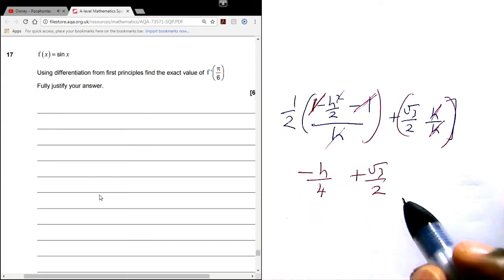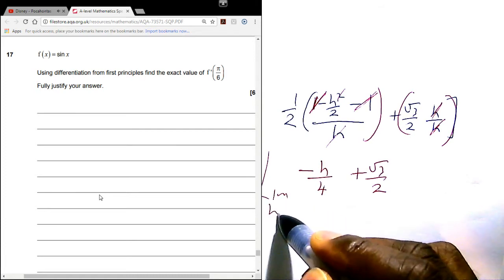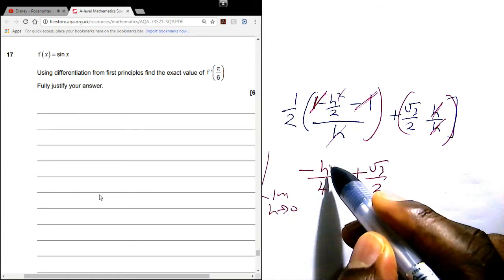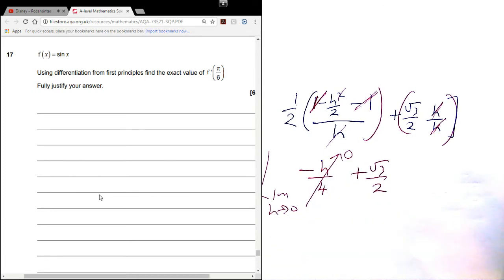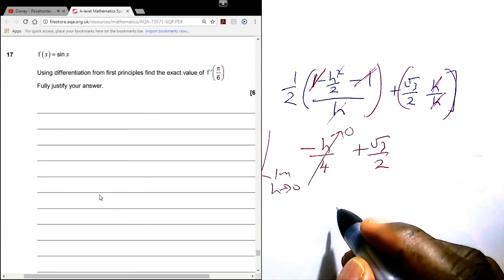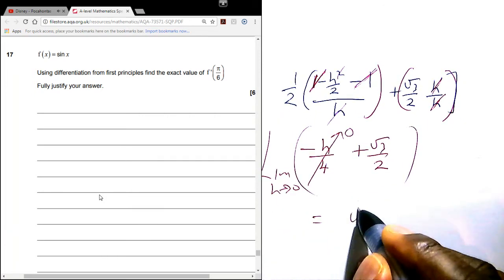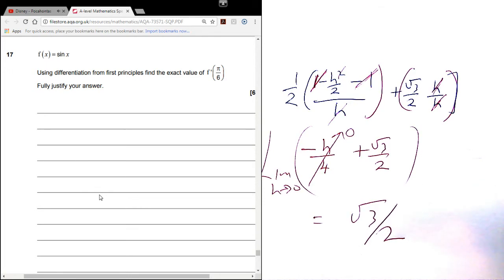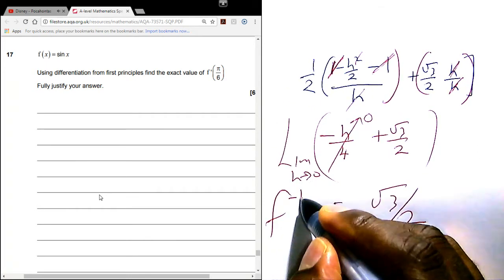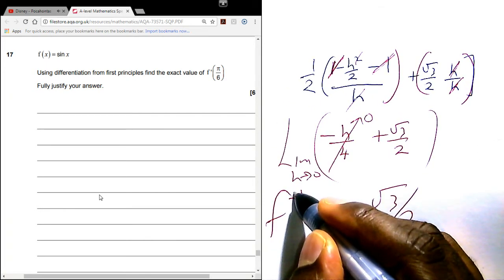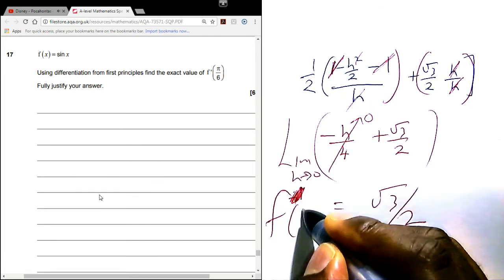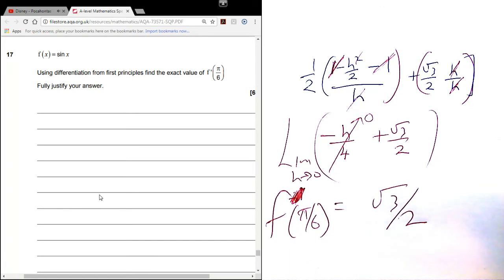Now this is limit as h tends to 0. So when h becomes 0, h over 4 becomes 0 over 4. So the only answer you have left is root 3 over 2. And that is your f prime of pi over 6 for the sine function.